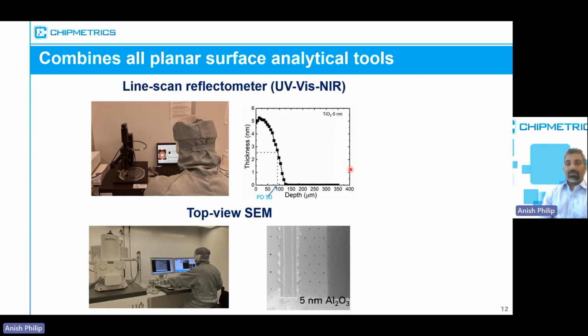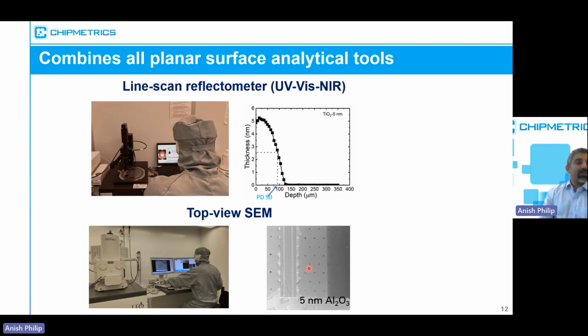And if the film thickness is less than 15 nanometer, then the solution is to use the line scan reflectometer that we have. It operates in the UV-Vis near infrared region, so we can easily identify the penetration depth for ultra thin films. For example, this is an example of titanium dioxide deposited with a 5 nanometer thickness. The spot size is around 7 micrometers. From here, we can easily calculate the PD50 value, as we calculated from the optical microscope image.